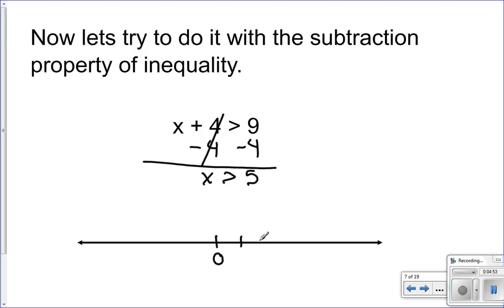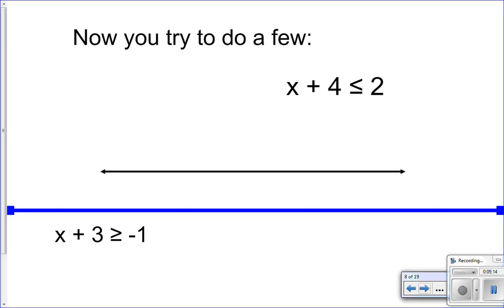Here's 0, 1, 2, 3, 4, 5. And x is greater than it. So it's an open circle. It's everything greater than 5. For example, 6. 6 is greater than 5. And if I plug 6 in here, I get 6 plus 4 is 10, and 10 is greater than 9. Try these two on your own.